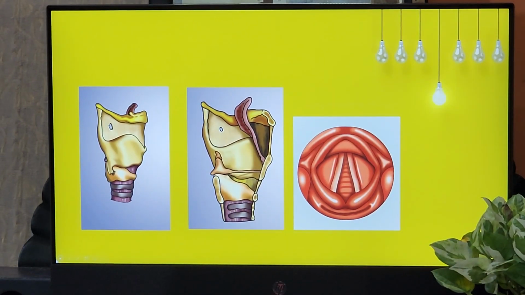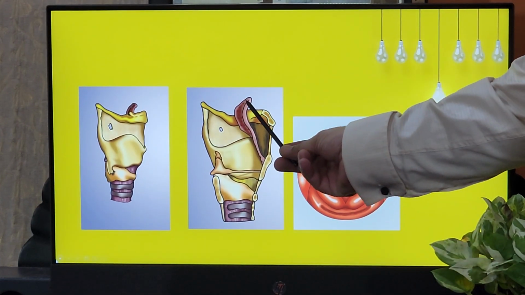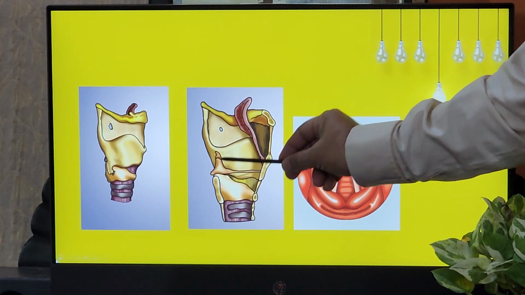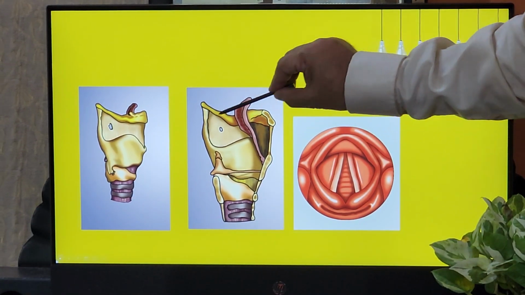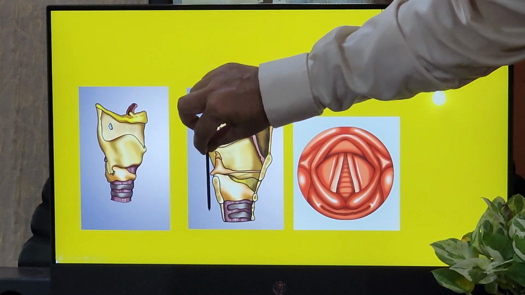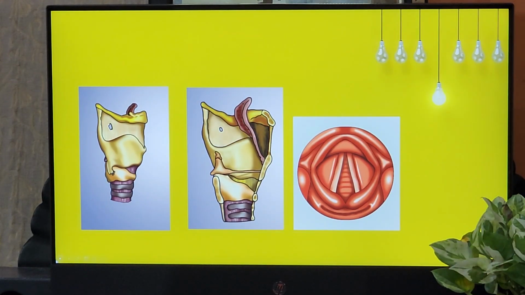When you eat or drink something, this epiglottis protects the airway by closing the inlet of the larynx and allows the food to pass over it to enter the esophagus, the food pipe, which is seen behind the trachea. That's how the epiglottis works.